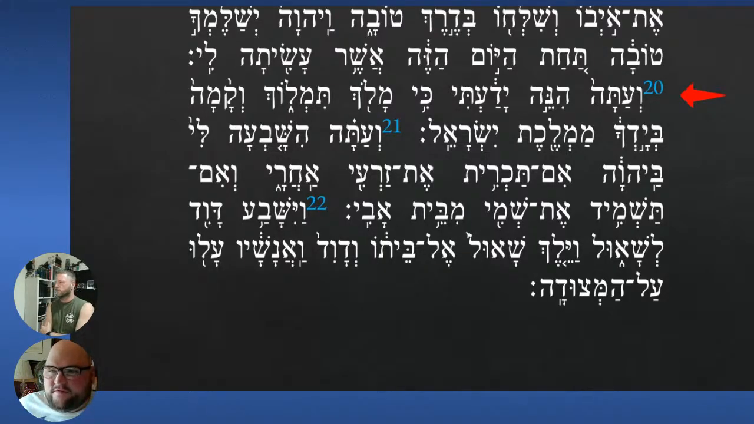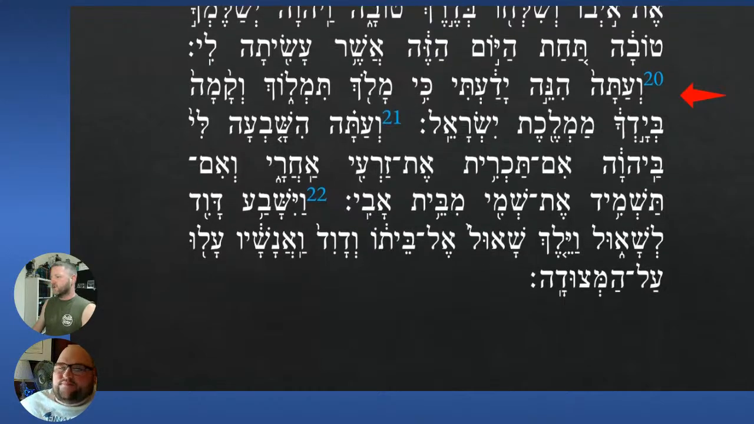ואתה הנה ידעתי כי מלך תמלוך וקמה בידך מממלכת ישראל. And now behold, I know that you will certainly rule, and the kingdom of Israel will rise in your hand. Let's say be established. Okay, yeah, will be established in your hand. I would want it to be in the nifal for that, but okay.